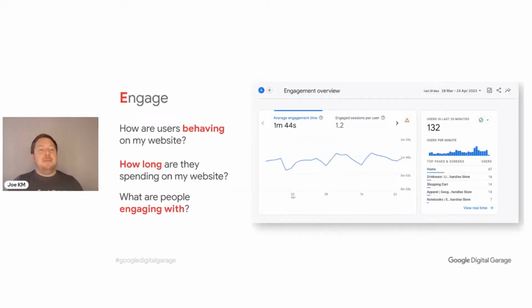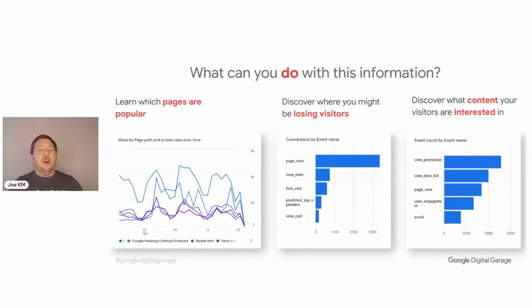So how are they behaving on the website? How long are people spending on my website? How are people engaging with me? So here you can see an average of 1 minute 44, 1.2 engagement sessions per user. What could we do about this?